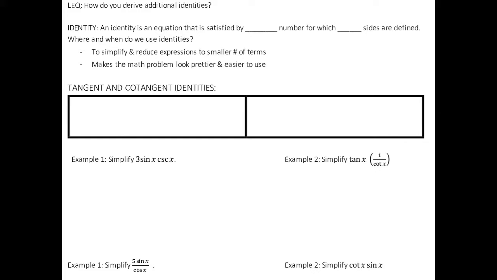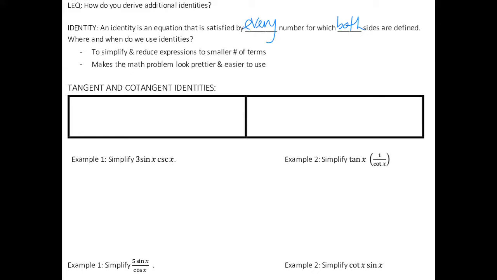Lesson 2 today, we'll be talking about additional identities and simplifying trigonometric expressions. First and foremost, we should probably define exactly what an identity is and what we're going to be doing with them. First here you can see on the notes page, if you printed it, an identity is an equation that is satisfied by every number for which both sides are defined.